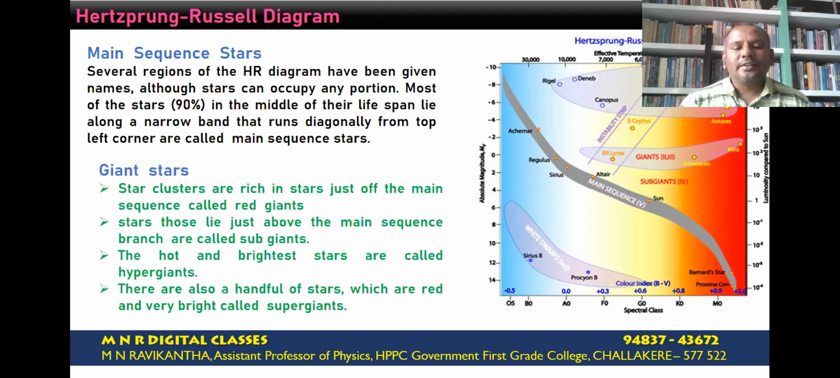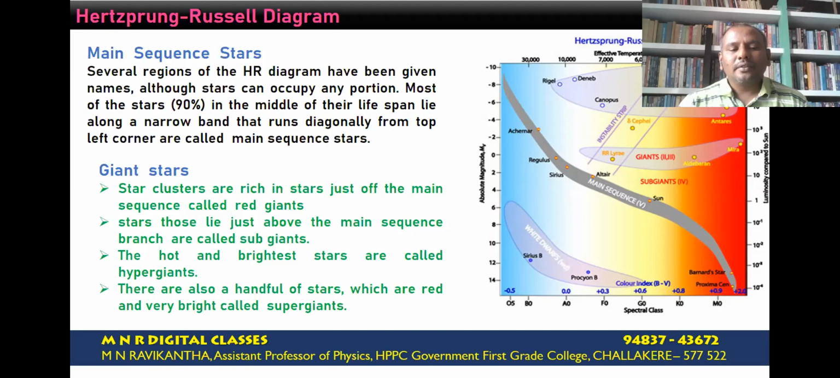Next, giant stars. Above the main sequence, we find a cluster of stars in the higher luminosity, or brighter, region. They are called giant stars. The star clusters rich in stars just above the main sequence are called red giants. If you see this, just above the main sequence, we have a group of stars. They are called red giant stars.